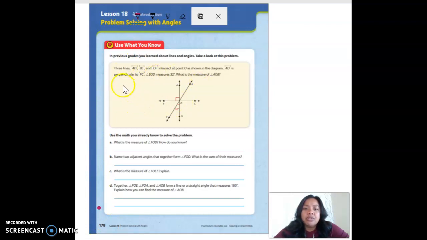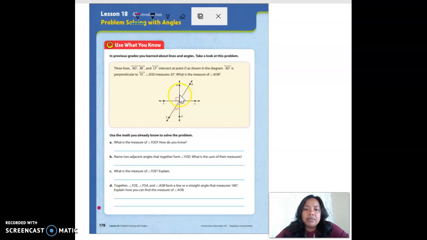Okay, so a few things. It says in previous grades you learned about lines and angles. Take a look at this problem. 3 lines. AD, this is the first line here. BE, which is this line right here, and CF, which is this line right here, intersect. That means they all cross at point O. Here's point O, the origin, as shown in the diagram.